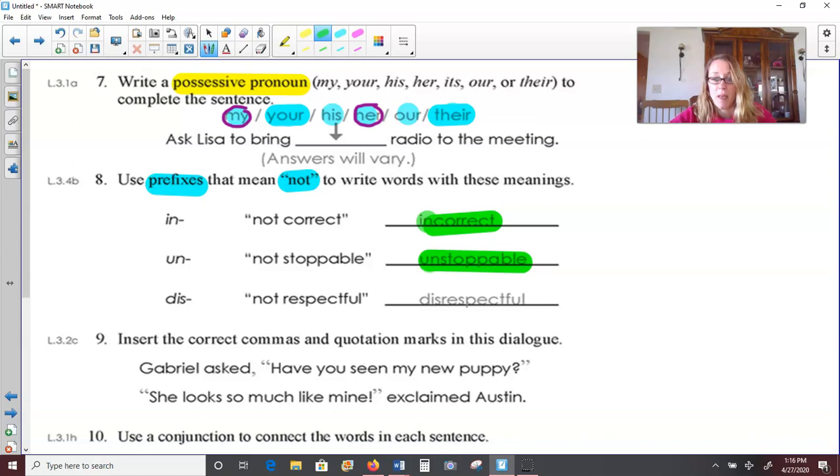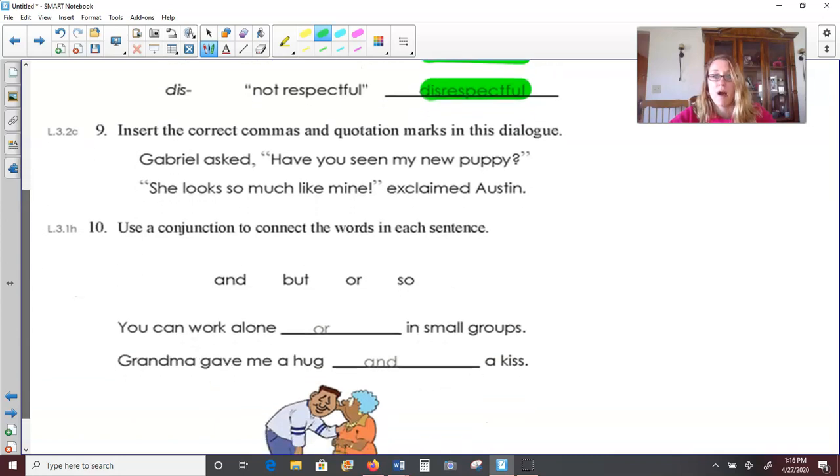If we wanted a word that means not respectful, we could use the prefix dis and say disrespectful. All right, number 9, we need to put our commas and quotation marks in our dialogue in the correct places. So remember, we use commas to separate our words from the speaker and quotation marks around the exact words. So Gabrielle asked, "Have you seen my new puppy?" So we put a comma after asked to separate Gabrielle from her words, and then quotation marks around what she is saying. "Have you seen my new puppy?"